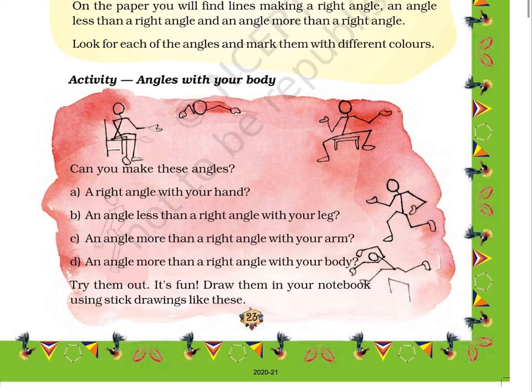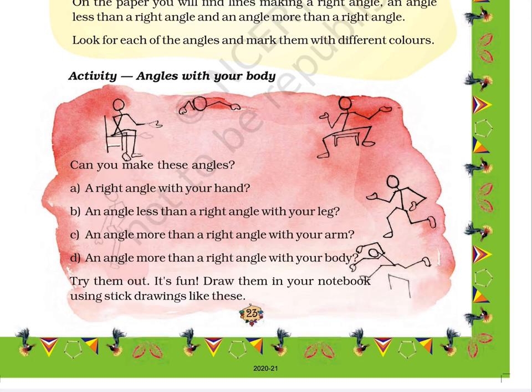Activity. Angles with your body. Can you make these angles? A. A right angle with your hand. B. An angle less than a right angle with your leg. C. An angle more than a right angle with your arm. D. An angle more than a right angle with your body. Try them out. It's fun. Draw them in your notebook using stick drawings like these. We have some pictures of stick drawings given here for reference.